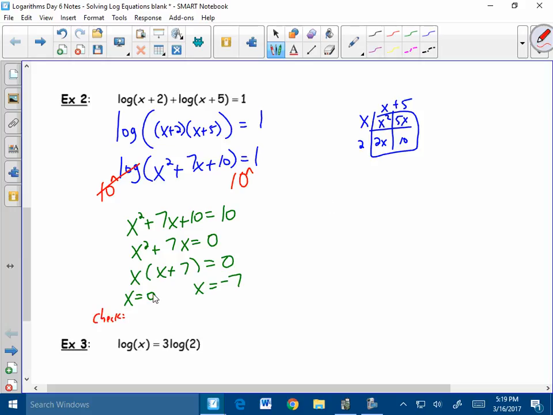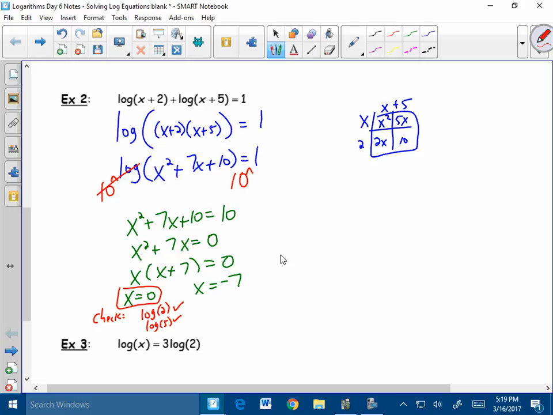I want to make sure when I plug this 0 in, I don't take the log of something that I'm not allowed to. So if I plug 0 in here, I would end up with the log of 2, which is fine. Again, it's not going to be nice, but I can do it. And also the log of 5, which is fine. So x equals 0, that's okay.